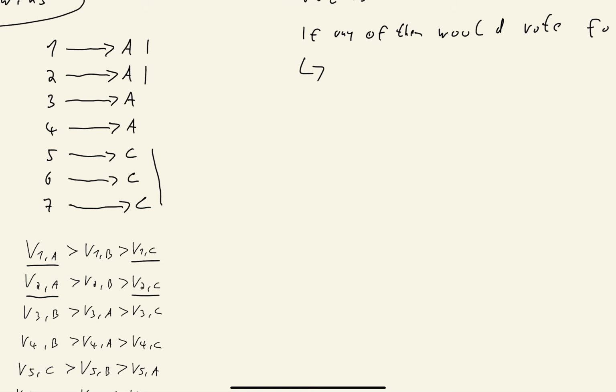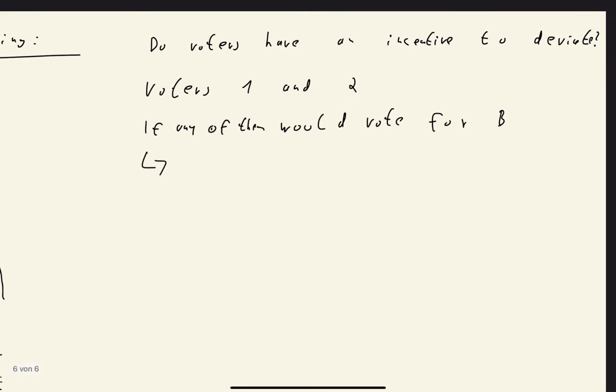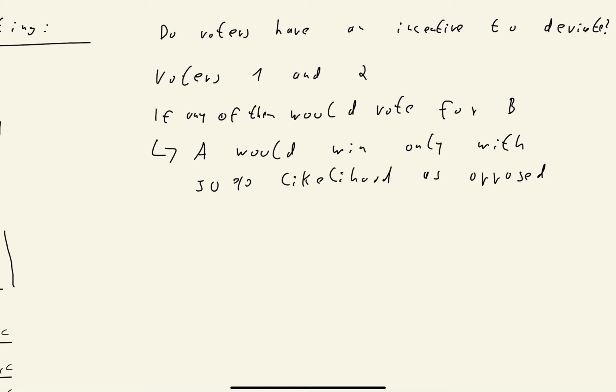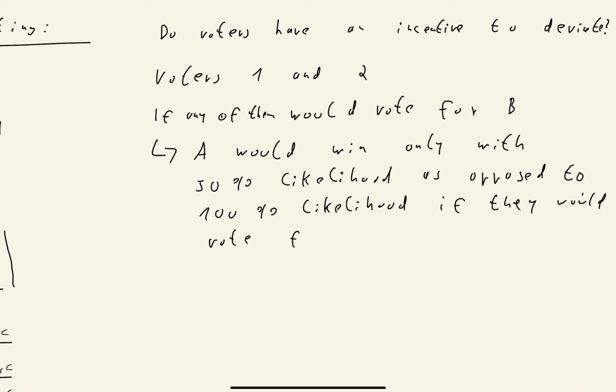So there is no incentive to deviate because both voter 1 and 2 would harm themselves by voting for B. If any of them would vote for B, A would win only with 50% likelihood, as opposed to 100% likelihood if they would vote for A.